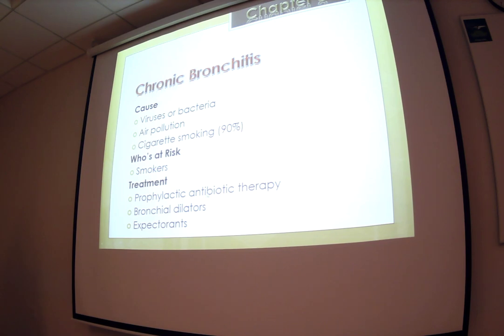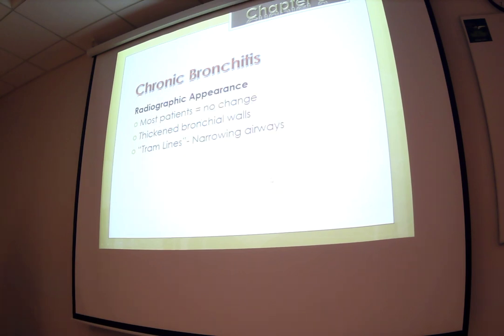Treatment-wise, they'll do prophylactic antibiotic therapy, bronchial dilators, and expectorants to help try to clear all that mucus out. Radiographically, you're not going to see any sort of change in imaging in about half of patients. In some patients, you can see some thickened bronchial walls, or some narrowing airways, also termed tram lines. It's essentially a slightly tapered tubular fine shadow.